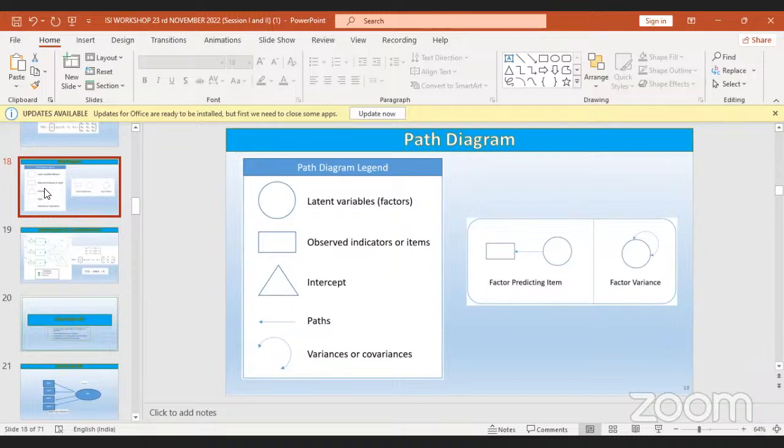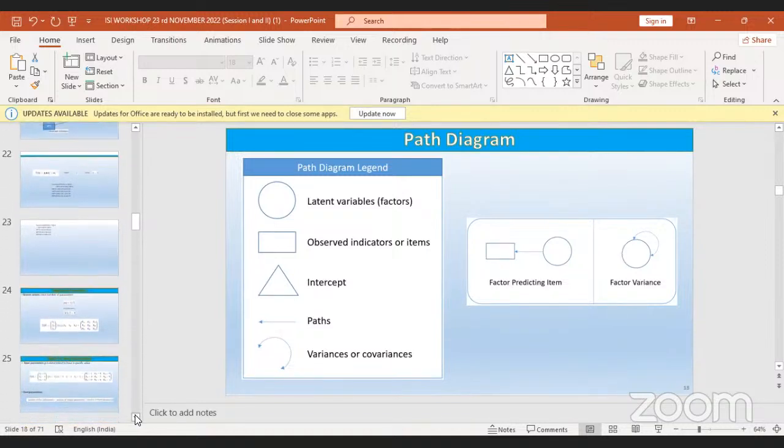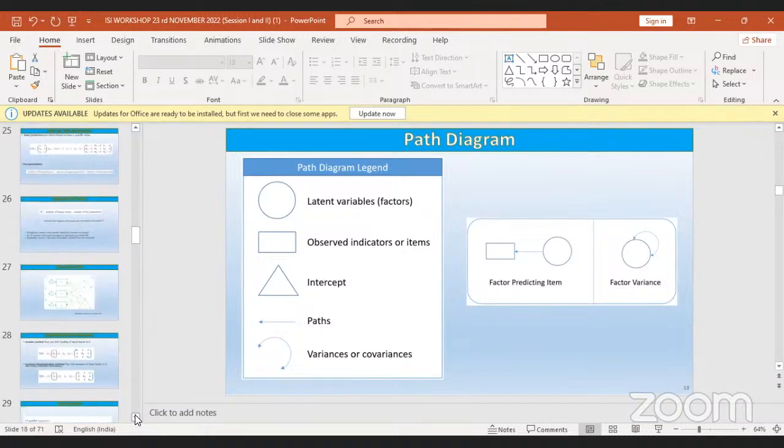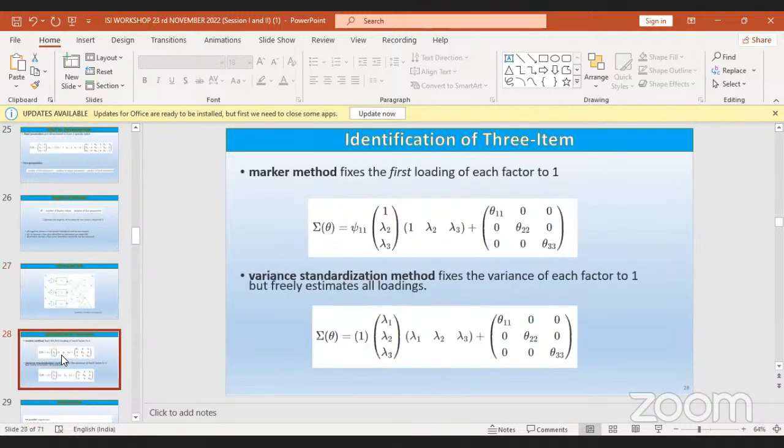And is there any question about this slide? No, ma'am. So factor predicting item and factor variance is shown by this covariance symbol. Now, this is variance standardization method, fixes the variance of each factor to 1, but freely estimating all loadings.